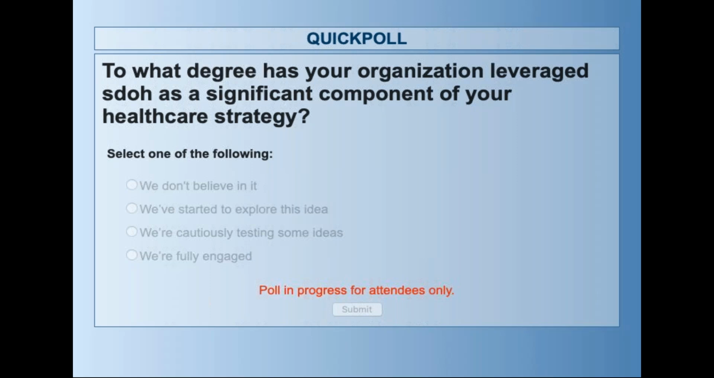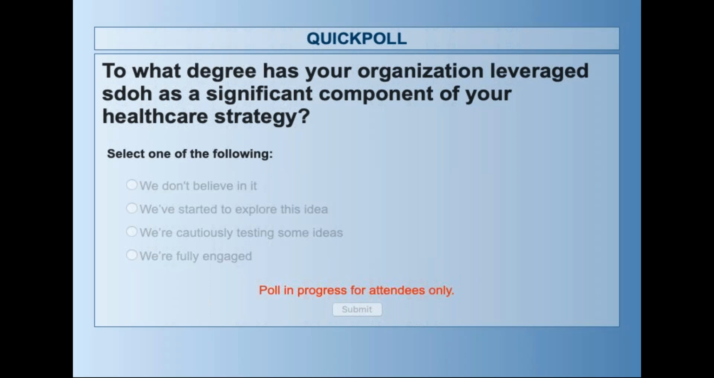One is, we don't believe it's our role. Two is, we've started to explore the idea. And third is, we're testing out some pilots or ideas, or we're actually fully engaged. So in the meantime, Dr. Nash, where do you think the landscape is? What's your guess on what our poll is going to show here?